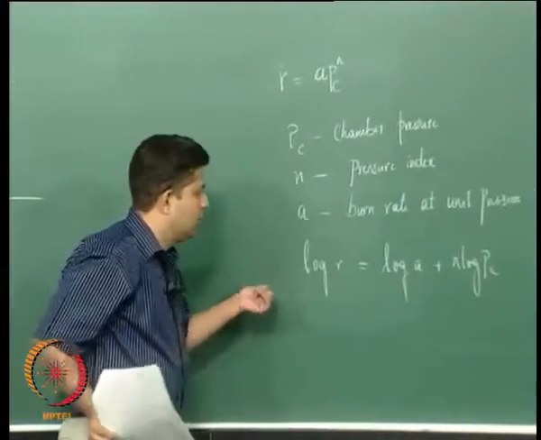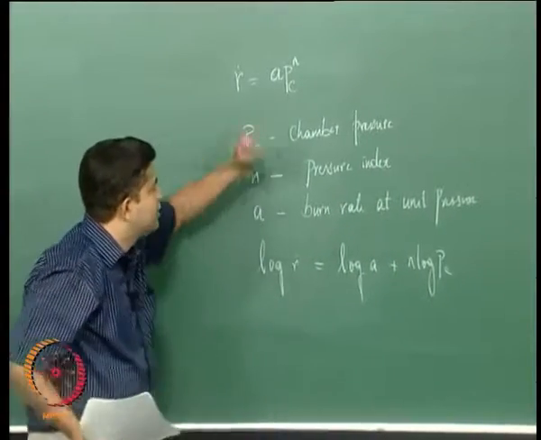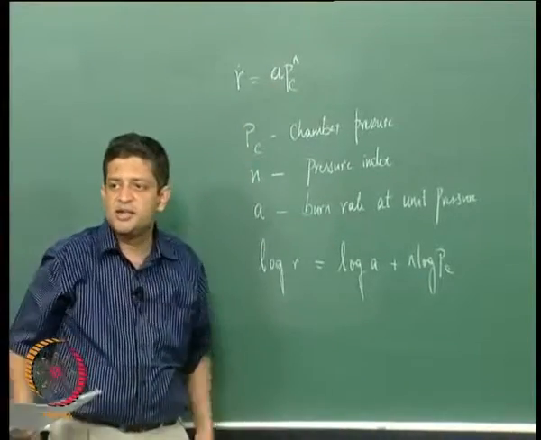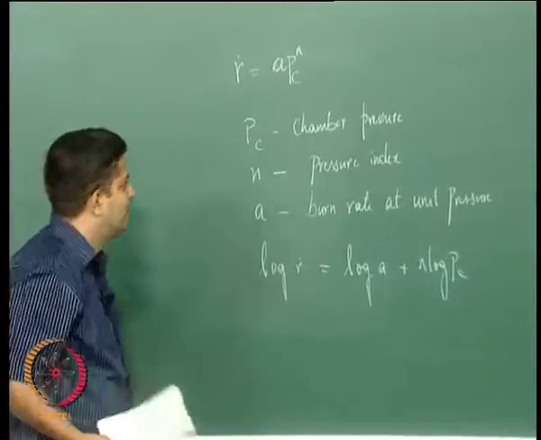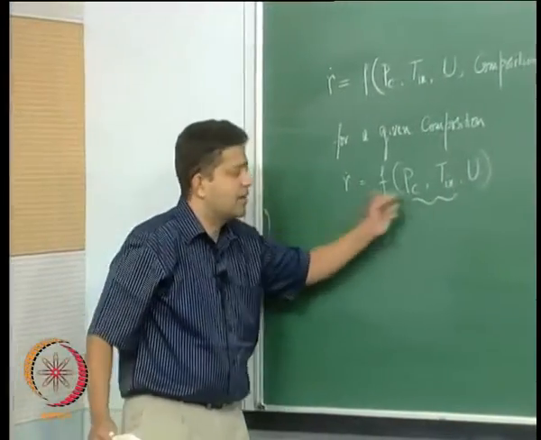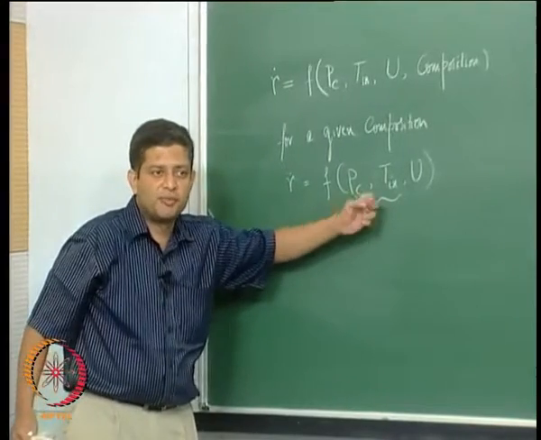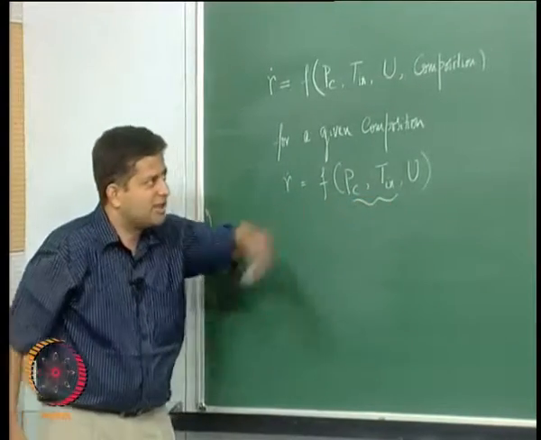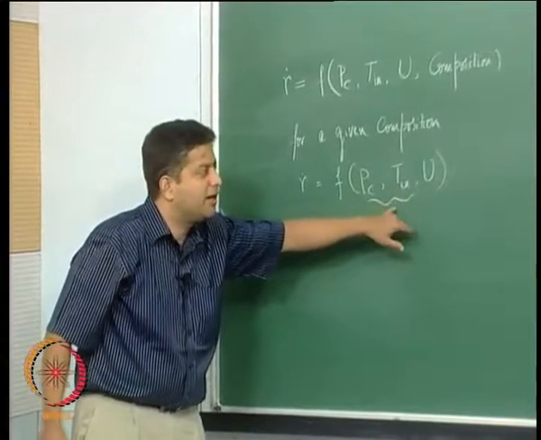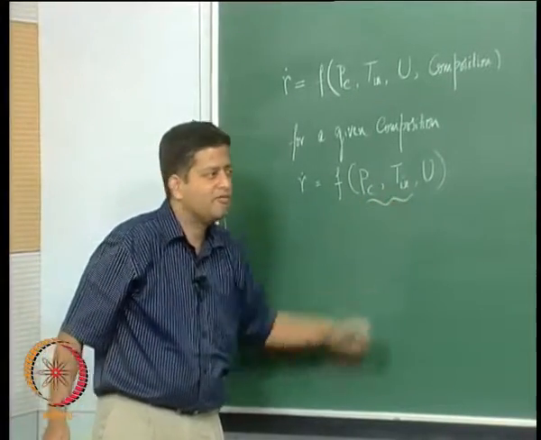Now, this a has embedded in it the initial temperature variation part also. If you look at this equation, we had said that it varies both on chamber pressure and initial temperature. Chamber pressure is very obvious there. The initial temperature part is embedded in the a. We will see how it is.